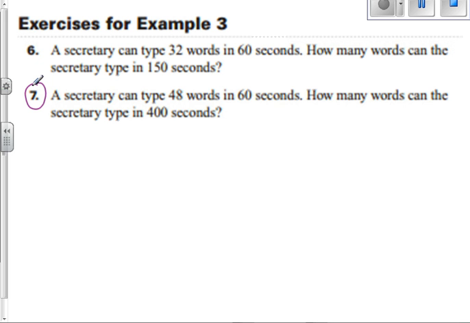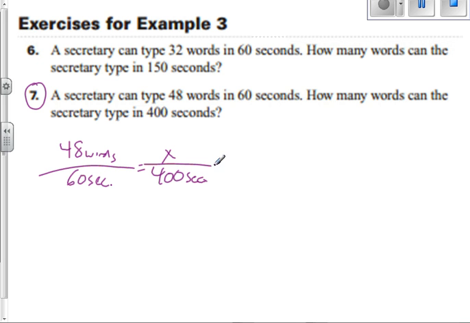All right, so let's look at number 7. A secretary can type 48 words in 60 seconds. How many words can the secretary type in 400 seconds? And again, I'm matching up units, so it tells me where the 400 goes. That's going to be my x. And so multiply both sides by 400. All right, so that gives me x is equal to 320 words. Okay, and that's that right there. So now let's see what's next.